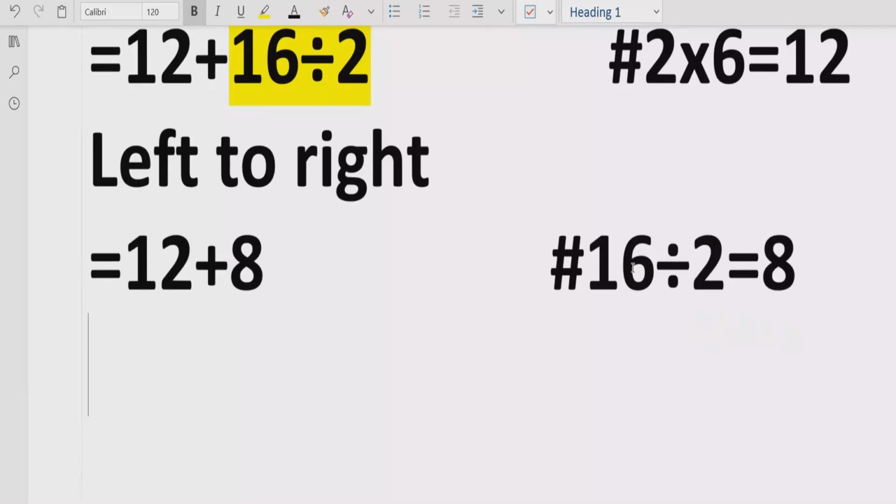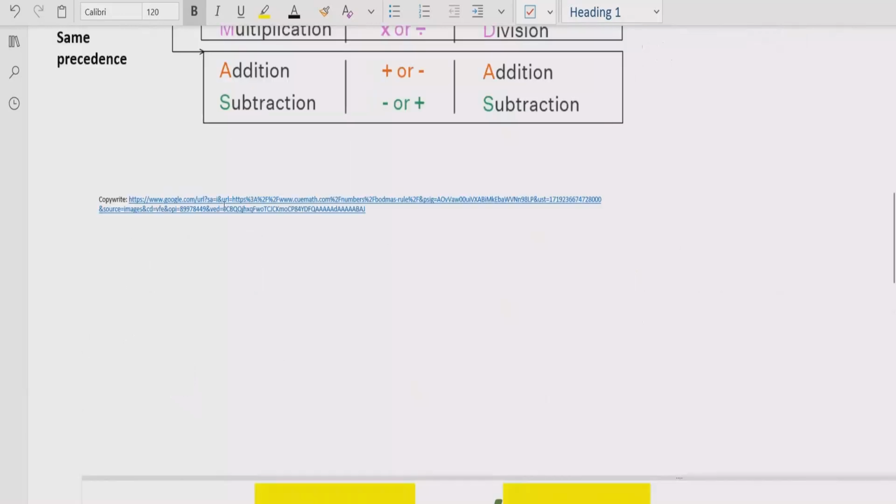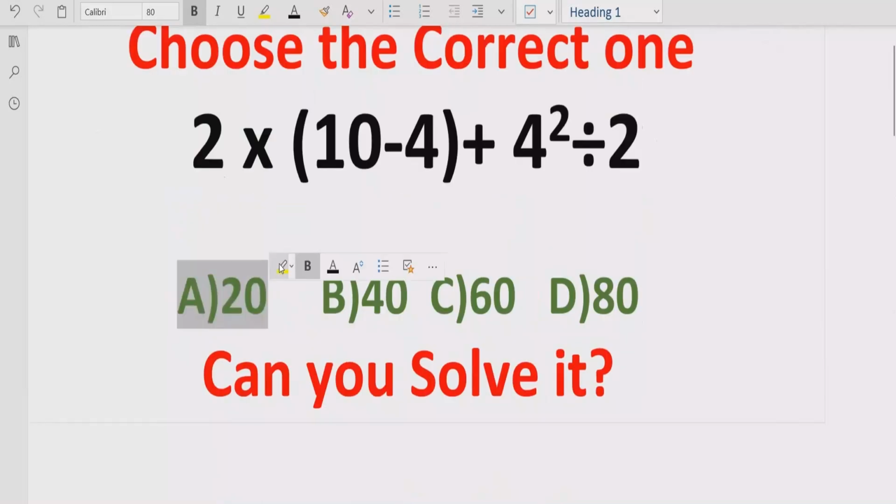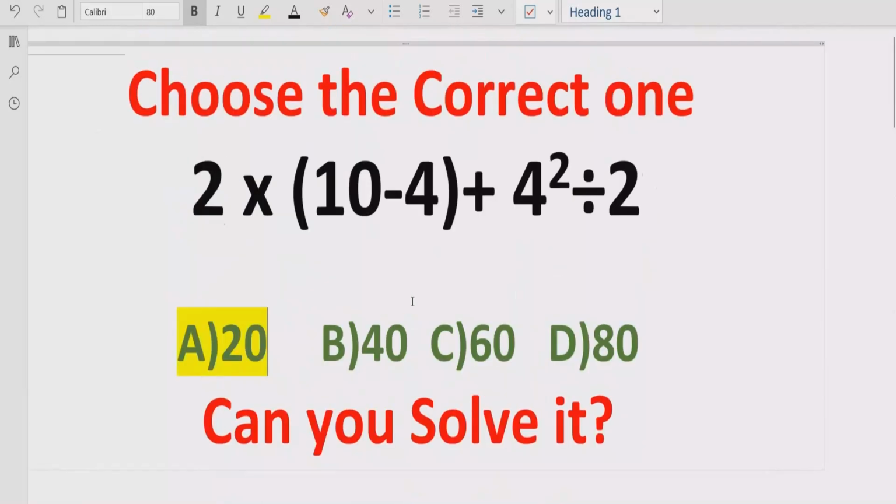Now we have two terms which we can solve by adding these two terms. So we will get the answer, which is 20. So the answer of the given expression is 20. If you see the answer list, answer A is the correct answer of this expression. I hope you understand how you can solve the given expression using the PEMDAS and BODMAS method and find out the correct answer. So that's it for today.